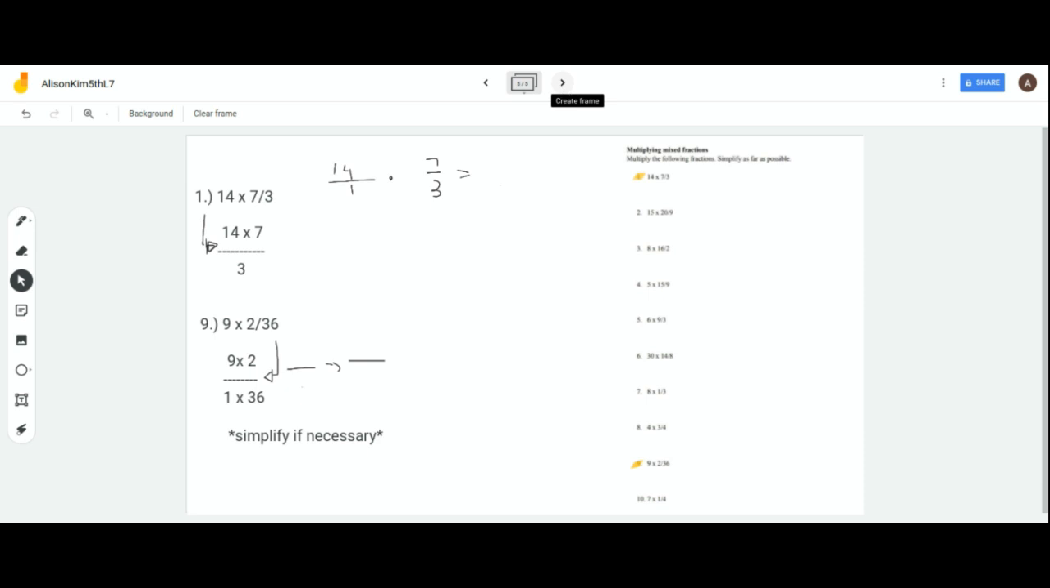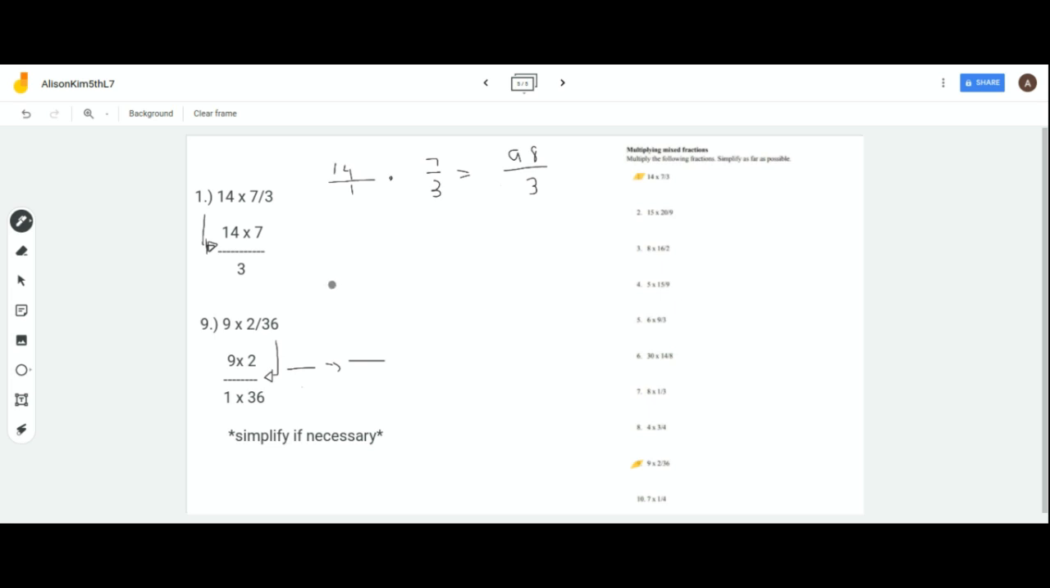Now we're going to multiply mixed fractions. So we're going to do number 1 and number 9 together. Number 1 gives us 14 times 7 over 3. If you want a visual, it would be 14 over 1 times 7 over 3. This one we're just going to go straight across. 14 times 7, if you put it in your calculator, you get 98, okay? And then we're going to go straight across for the denominator. 1 times 3, just 3. And when you plug it into your calculator, you'll still get 98 over 3. So that's going to be your most simplified version of your answer, and that's your total answer, okay?